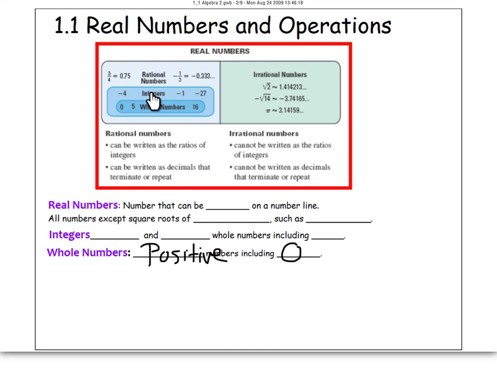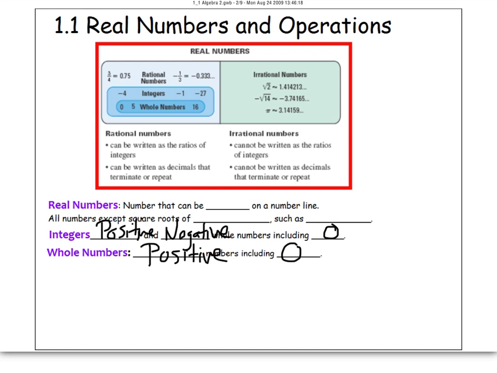Following that, there are then the integers. Integers include those whole numbers, the ones you learned back in first and second grade, but they also include now negative whole numbers. So integers are positive and negative whole numbers, and they do include the number 0.